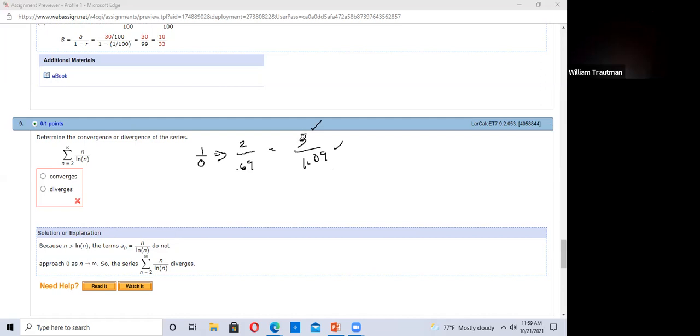So if you look, this number isn't going to 0. 2 divided by 0.69, and then 3 divided by 1.09. These numbers are not going to 0. It says they do not approach 0 as n goes to infinity, so it diverges.